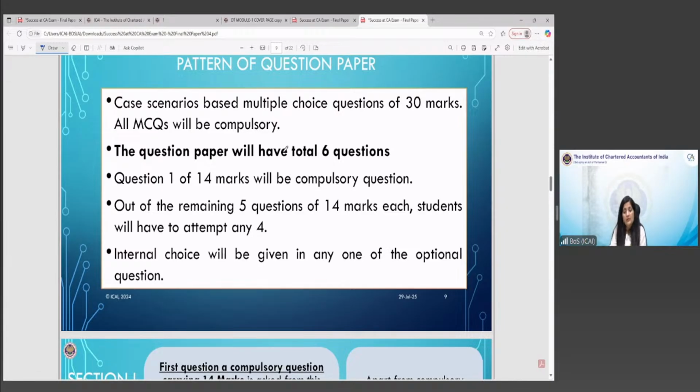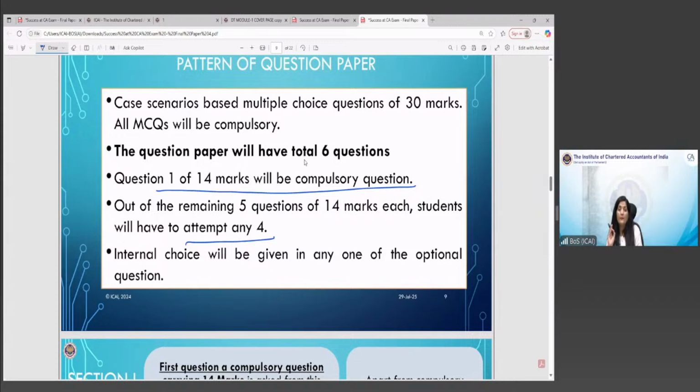In your descriptive question, in total 6 questions will be there. First question will be your compulsory question. This is a trend, and out of the remaining 5 questions of 14 marks each, the students will have to attempt any 4 questions. So in total you have to attempt 5 questions. First is your compulsory question, and from the remaining 5 questions you can choose to attempt any 4. The internal choice will be given in one of the optional questions.